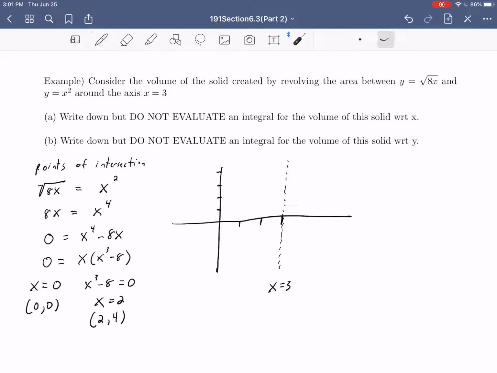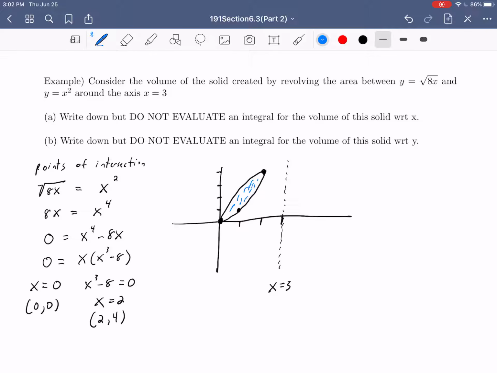Probably drawing in x squared is a little easier because we're pretty comfortable with that one. That goes (0, 0), (1, 1), and then (2, 4). So there's that standard parabolic shape. And then the square root of 8x: we know the square root of x in general looks like that. The square root of 8x is just going to be a little faster than that, but we do know that it's going to intersect there. So there we go. There's the region, and of course the stuff that we want is the stuff in between these. So we're shading in this stuff here.